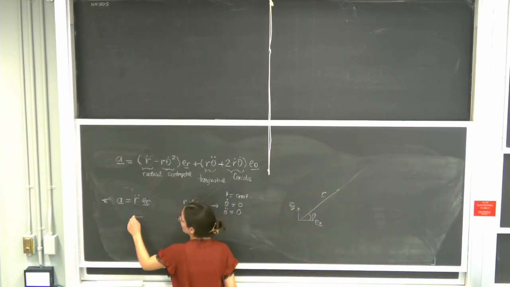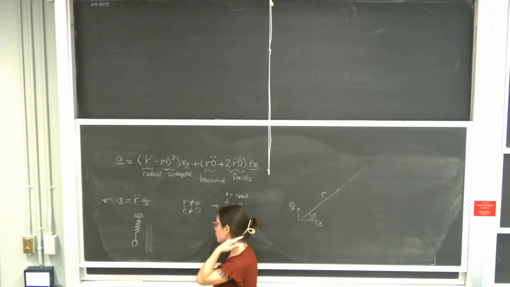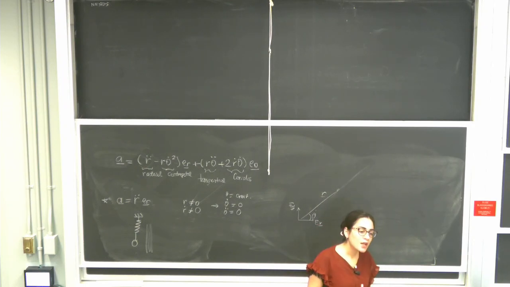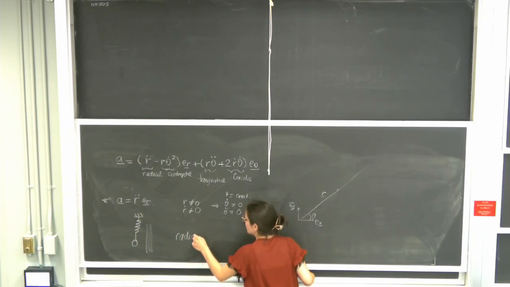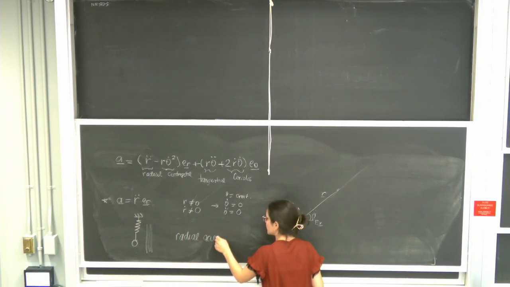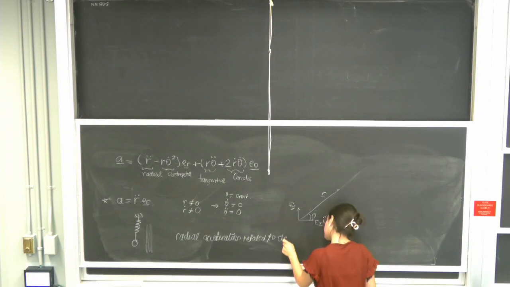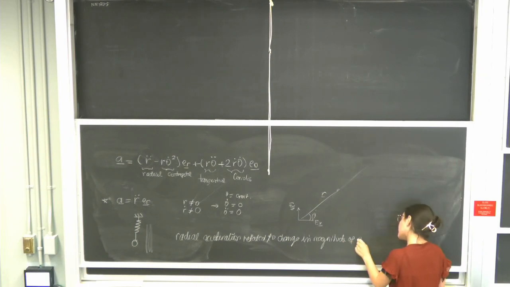Let's think of that. So if I have, for example, this system, a mass suspended by a pendulum vertically, and the pendulum is going up and down like that, that's my motion, then the acceleration is purely radial. So the radial acceleration has to do with the change in the magnitude of the position vector. Does that make sense? Radial acceleration related to change in magnitude of the position vector. Okay.